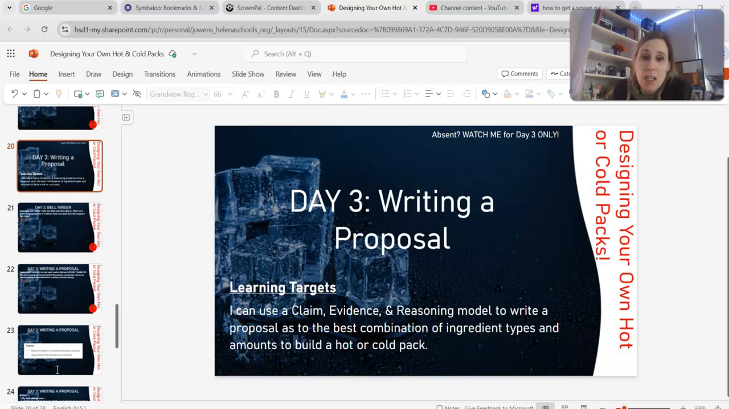However, if you are done with all of your day 1 and day 2 stuff, you can go ahead and move on to day 3. This will be due tomorrow or the day after this was scheduled in class. So make sure you are getting this done.